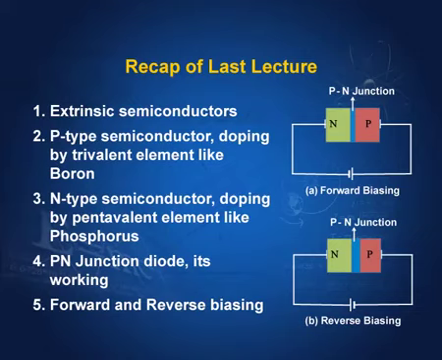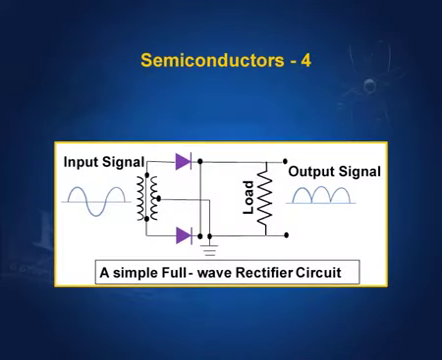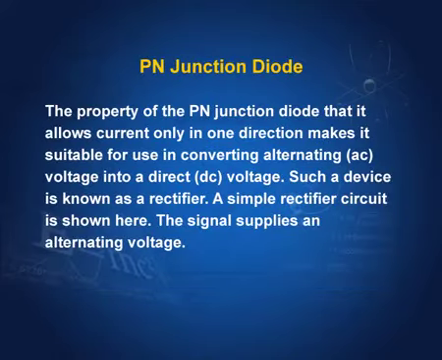Remember that if this is positive, this is negative, say on the n side, then it is forward biasing and the current flows. As soon as the polarity changes, the current does not flow. This is called unidirectional property of the p-n junction. The property of the p-n junction diode, that it allows current only in one direction, makes it suitable for use in converting alternating AC voltage into direct DC voltage.